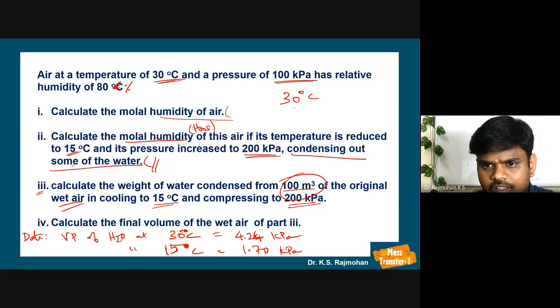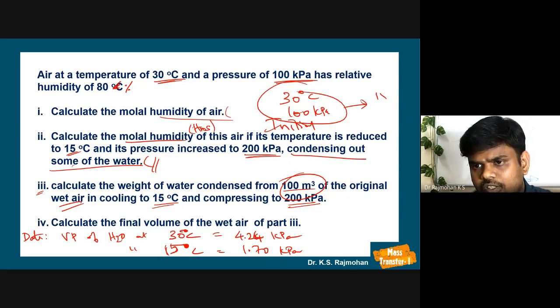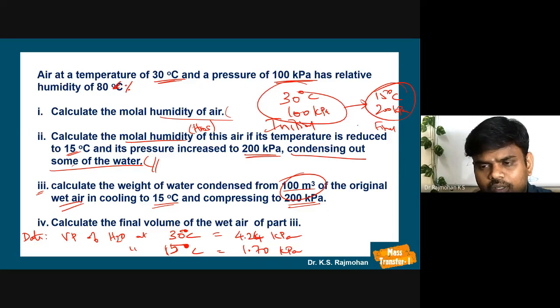Initially it is 30 degrees Celsius and 100 kilopascal. So that is your initial. So what is the initial humid volume? And if it is compressed to 15 degrees Celsius and 200 kilopascal, what is the final? So both humid volumes we can determine, and while doing so, what is the amount of water that is condensed out? That is the question.